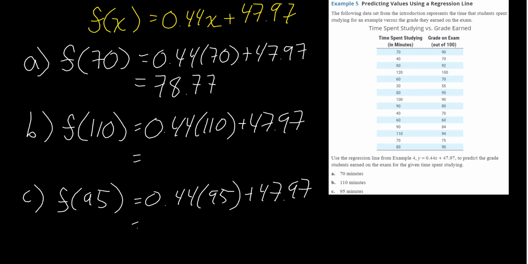Okay, so let's do 110. Of course, I've already got the equation in my calculator, so I'm just going to go back and change the 70 to 110. We end up with a 96.37, and then for 95, 89.77. And that's it. There's nothing else to it. Just plug in those values for x, and then you can kind of predict what a model is saying. And that concludes today's lecture.